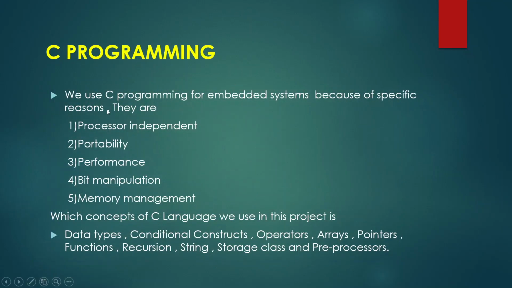We require C programming for embedded systems for some specific reasons. C programming is processor independent; it does not depend upon any processor to run. So C is used in embedded systems, and it is a portable language which we can easily use. C is high performance, bit manipulation is easy in C programming, and we have good memory management in the C language.